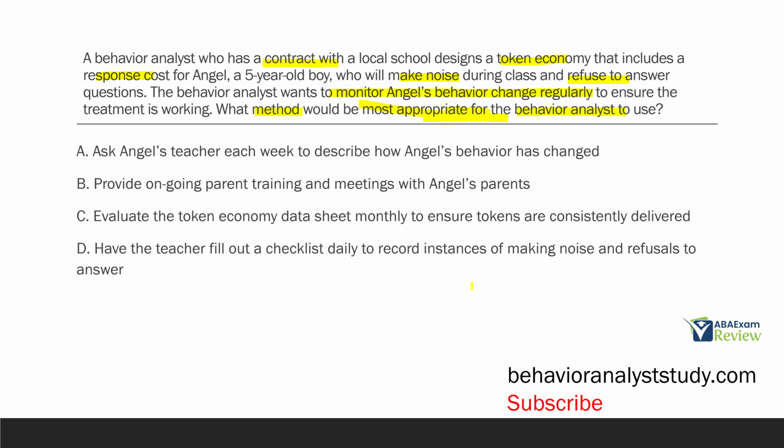What is D going to do for us? One, it's going to give us a daily look at the behavior, making noise and refusing to answer. And two, we can start to graph this and see, is making noise and refusing to answer changing? Is it increasing? Is it decreasing? What's happening? D is the best answer. And why? Well, it's more direct than A and B, and then it's more frequent and more relevant to what we're trying to measure and understand than C. So D is the most appropriate method to use. Have the teacher fill out a checklist daily to record instances of making noise and refusals to answer.